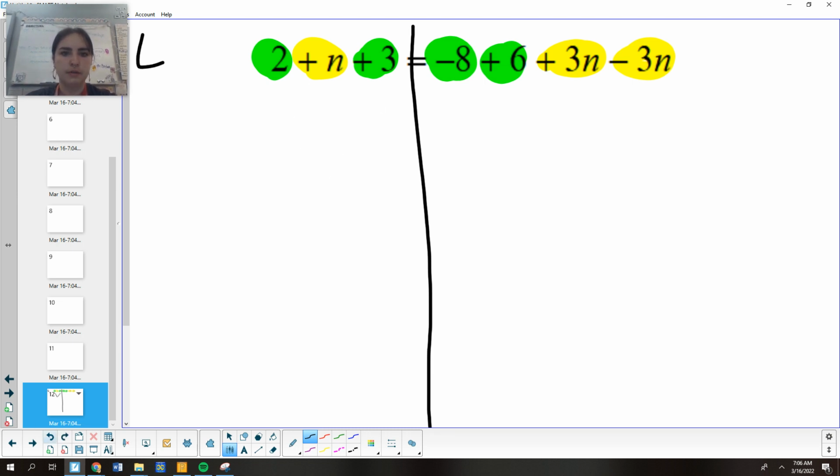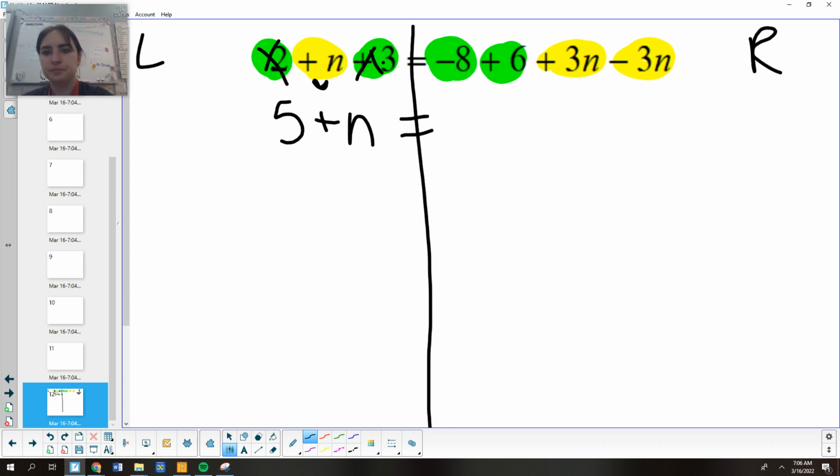And we're trying to think to ourselves, what can we combine? Well, we can't combine 2 and n. That's not going to work because those are two different types of terms. However, when it says combining like terms, we can combine the green terms, which would be 2 plus 3. When we combine those, that gives us 5. I like to cross them out so that I know that we already combined them. Then we're going to bring down that plus n, bring down our equal sign, and then let's look at the right side.